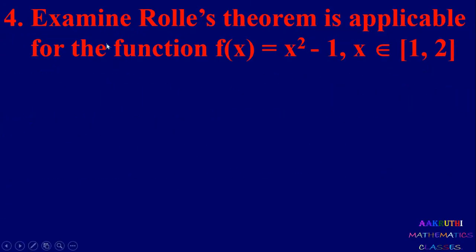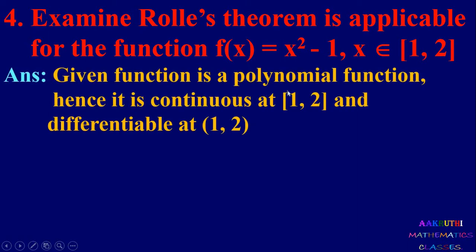So next problem, examine whether Rolle's theorem is applicable for the function f of x is x square minus 1 when x belongs to 1 to 2. Now here f of x is x square minus 1. Now given function is a polynomial function, hence it is continuous in closed interval 1 to 2 and differentiable in open interval 1 to 2.